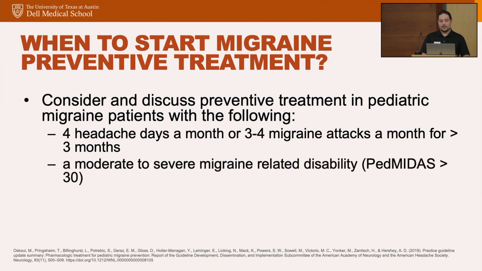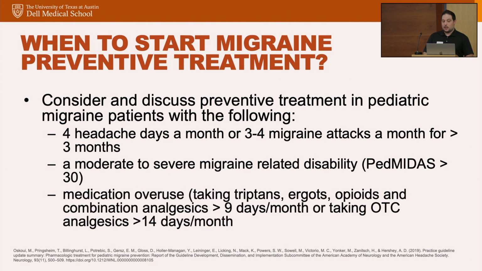A moderate to severe migraine-related disability. We use the PED-MIDAS to assess for this. It's a 6-question survey, and we're looking for scores over 30. Or if the patient has medication overuse, if they're using triptans more than 9 days a month, or if they're using over-the-counter analgesics or NSAIDs more than 14 days a month.